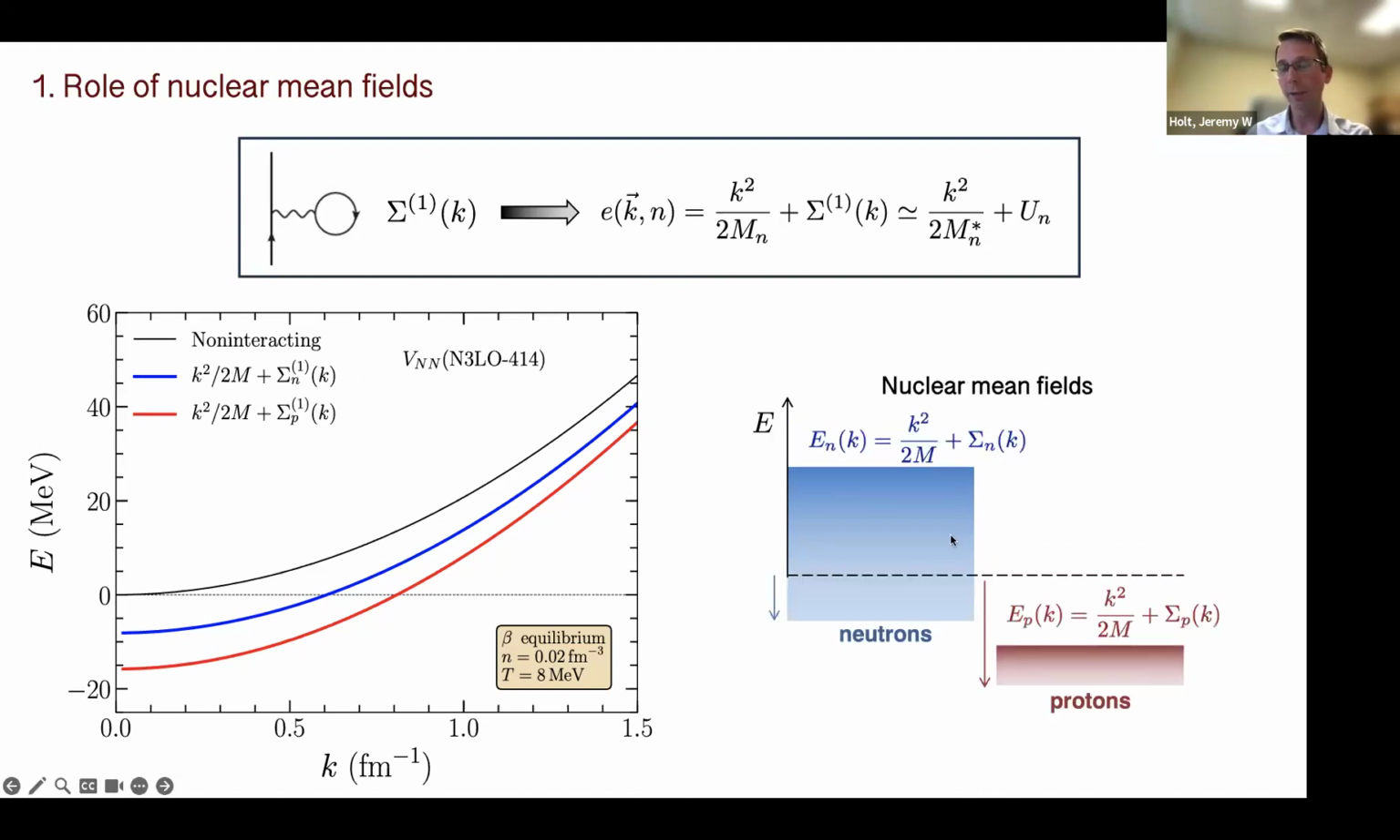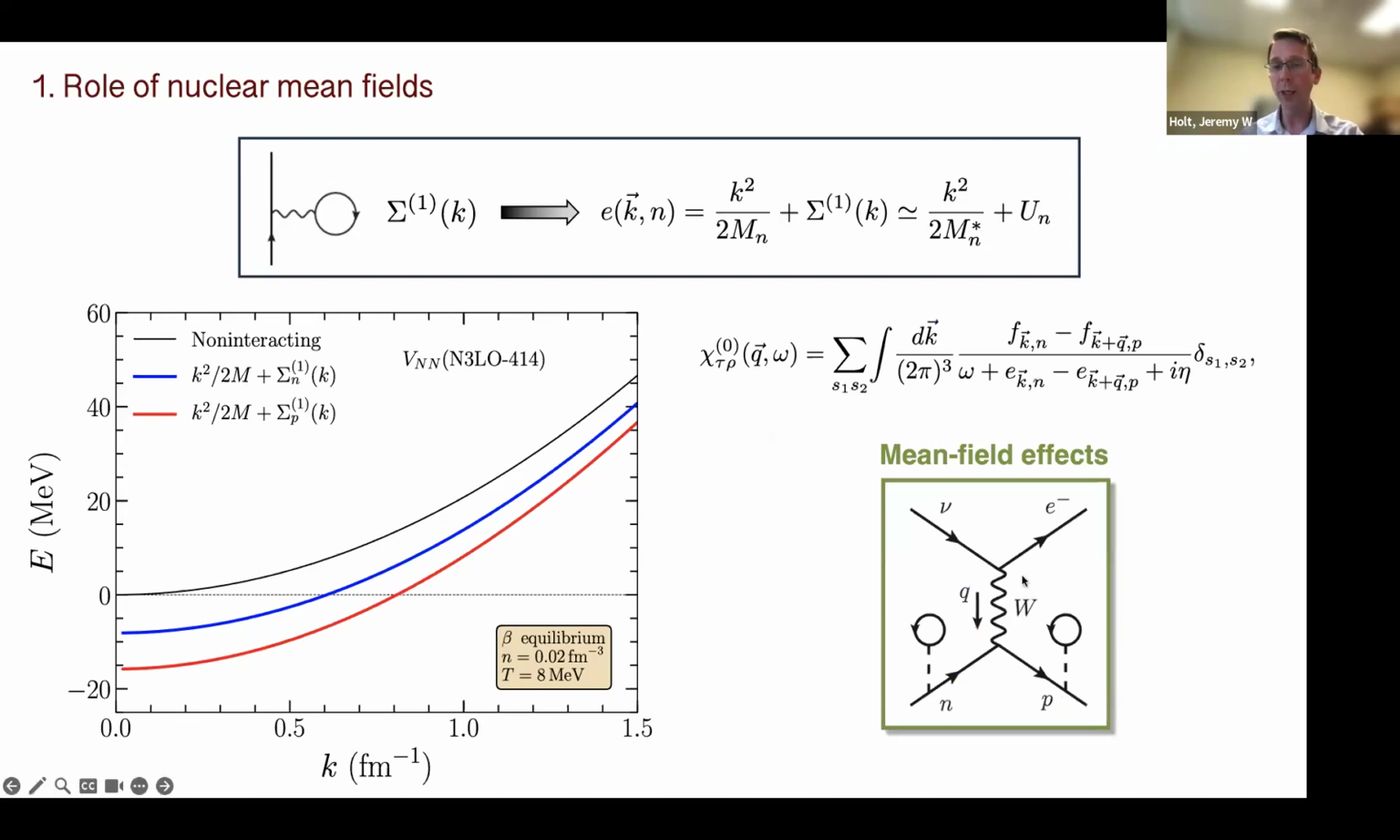And effectively what that does is, since the proton-neutron interaction is stronger, that leads to a much larger mean field for protons, shown here in red, compared to neutrons. Because after all, the medium is neutron-rich, and the proton-neutron interaction is stronger than the neutron-neutron interaction. Okay, so we're basically thinking of modifications to neutrino absorption along this line, where we've just dressed the neutron and the proton with mean fields.